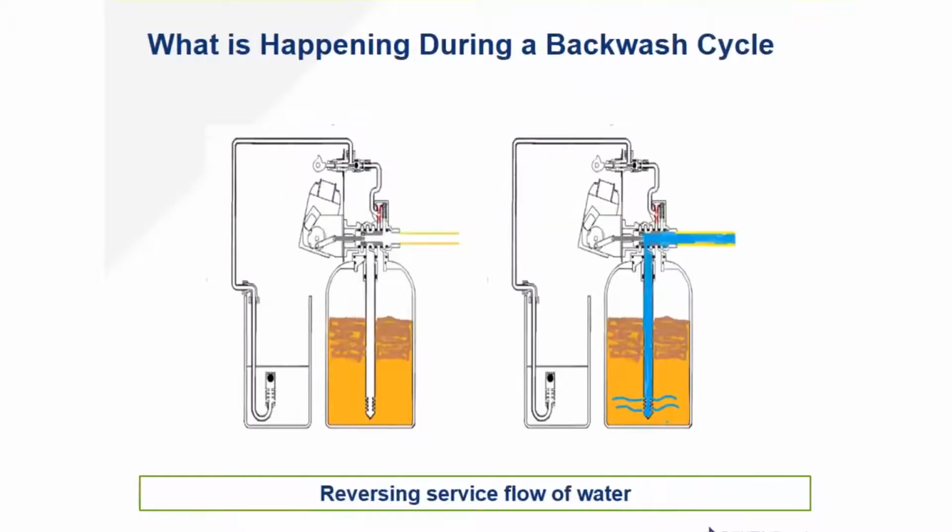So what's happening during a backwash cycle? Well, we're reversing the flow of service water in the unit. So essentially, during service, water will come down, go through the bed, top of the bed of the resin, and back up the center standpipe. But in backwash, we're forcing that flow to go backwards through the unit, down the center standpipe, and up through the media.